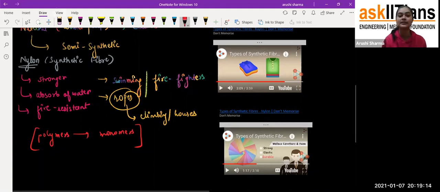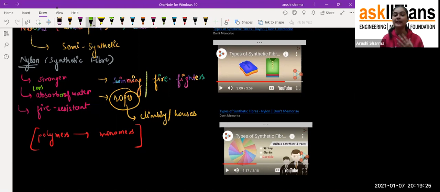From nylon we come to know that it is a strong absorber of water, sorry, I have made one mistake here. It is a less absorber of water. I hope my students can correct my mistake, because I have told you many times that nylon absorbs a very little amount of water. It is a poor absorber of water, so it absorbs less water. It is elastic in nature also, and that's how nylon was discovered. It was the first completely synthetic fiber.